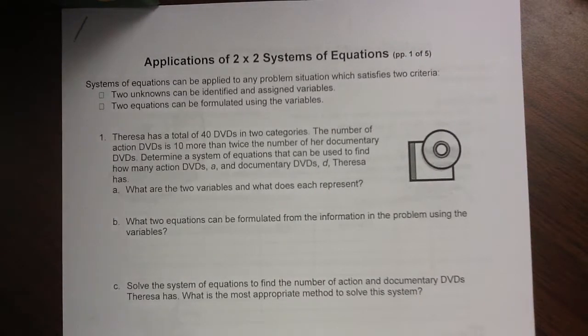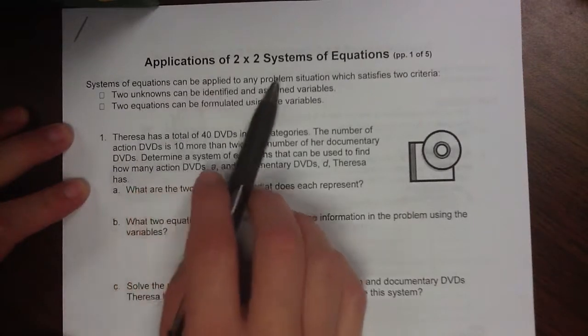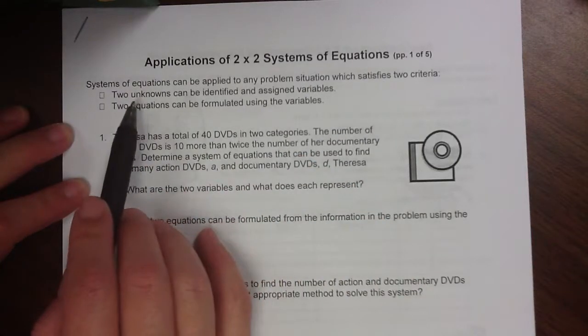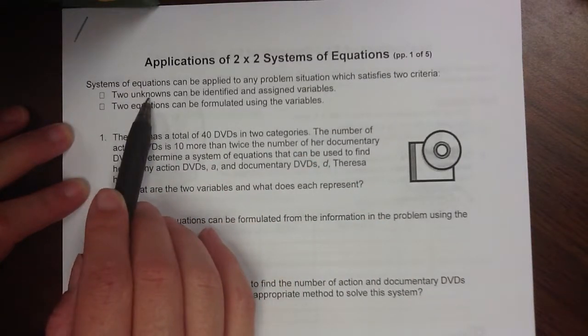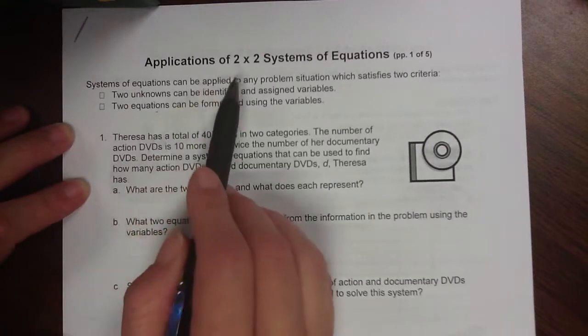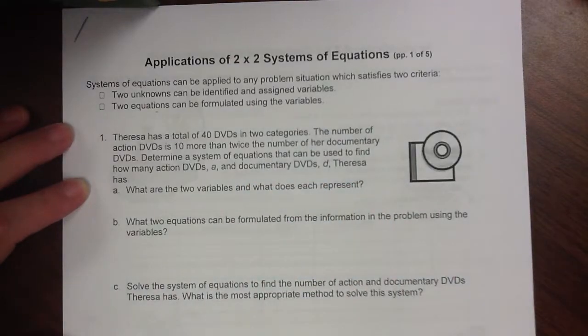Okay, so now that you've got matrices under your belt, we're now going to apply the idea of matrices to actually doing word problems. It says systems of equations can be applied to any problem situation that has two criteria. One, it has two unknowns or two variables, and it has two equations. So basically we're going to use the variables to create two equations. So let's look at this number 1.